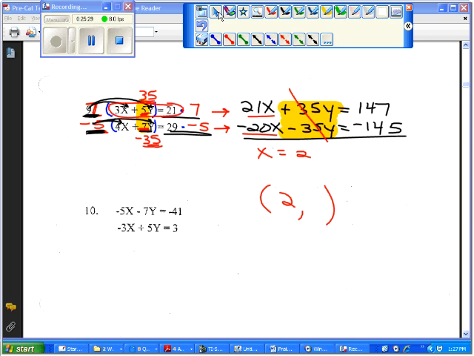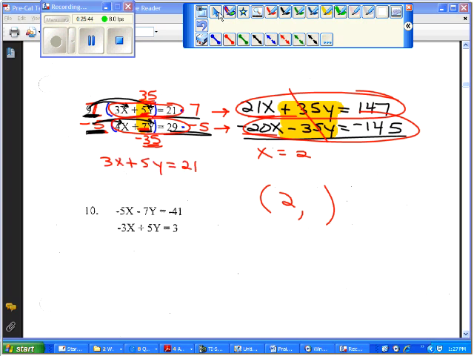You can take any of the equations you see. You got 4 choices. Why choose the big ones? I would choose the smallest one, like 3x plus 5y equals 21. We're going to put what we got for x in place of x and solve for y. Just choose the easiest equation to deal with. So we're going to have 3 times my x of 2 plus 5y equals 21. And then we solve for y.